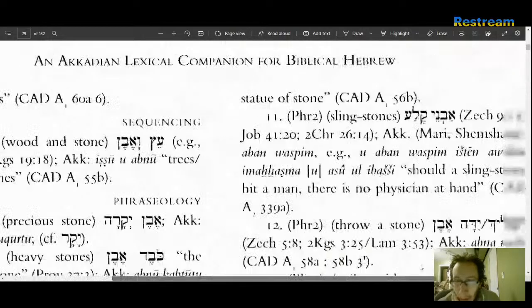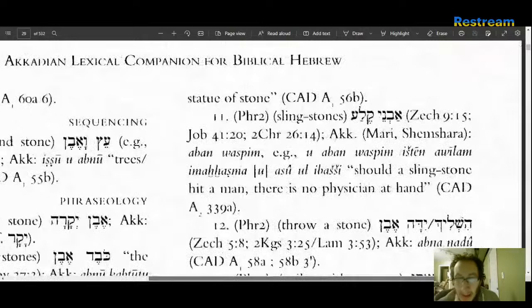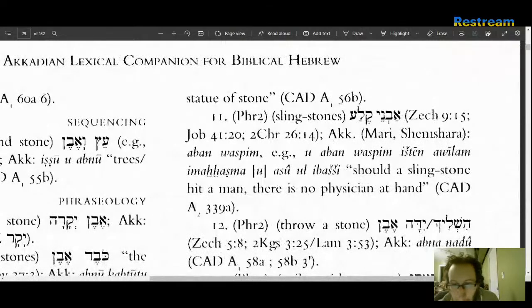Okay, sling stones. In Zechariah, it says it in Job and Chronicles as well. The phrase is Abni Kyala. And in Akkadian, you have Aban Waspim. So again, it's a different word, but it has the same phrase meaning.